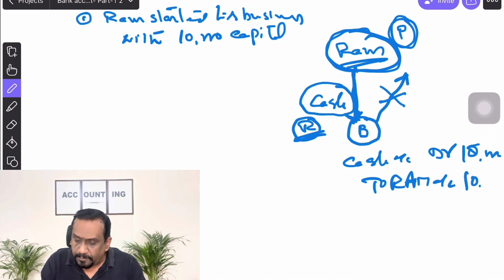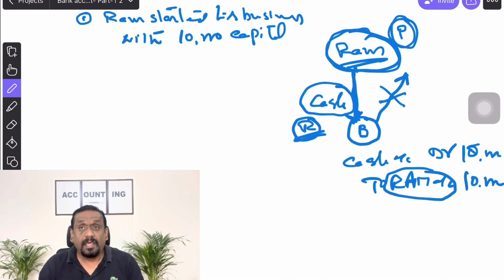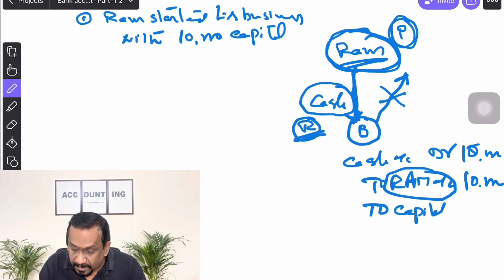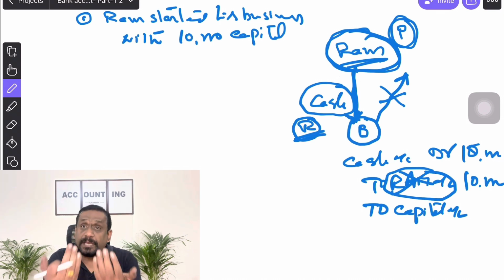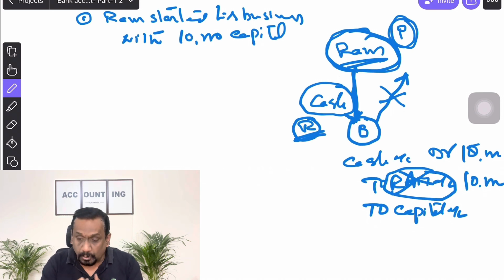Correct? For 10,000. But we don't credit Ram. Instead of crediting Ram, since he brought that in as capital, we write it as capital account. So we don't write to Ram account. We credit capital account because Ram is the proprietor. He is bringing that cash into the business as a capital. So instead of crediting Ram account, we credit capital account with 10,000.